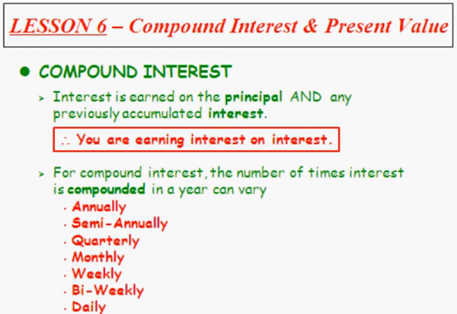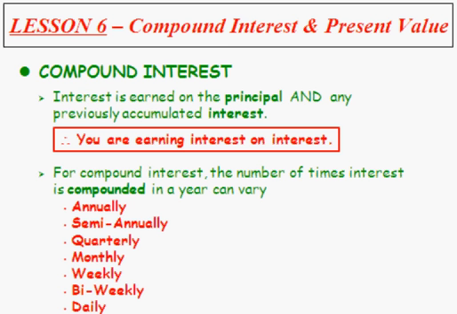So this is lesson 6, compound interest and present value. Compound interest is different than simple interest because it's interest earned on the principal and on any accumulated interest, whereas simple interest is always earned on the principal. So for compound interest, you're earning interest on your interest.